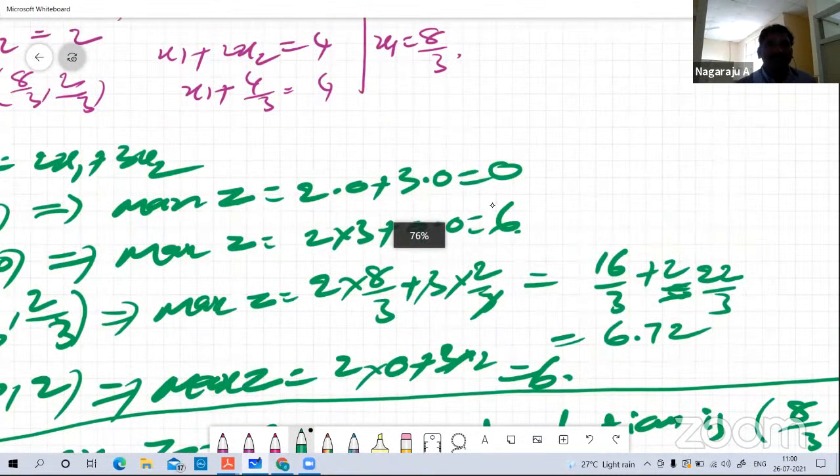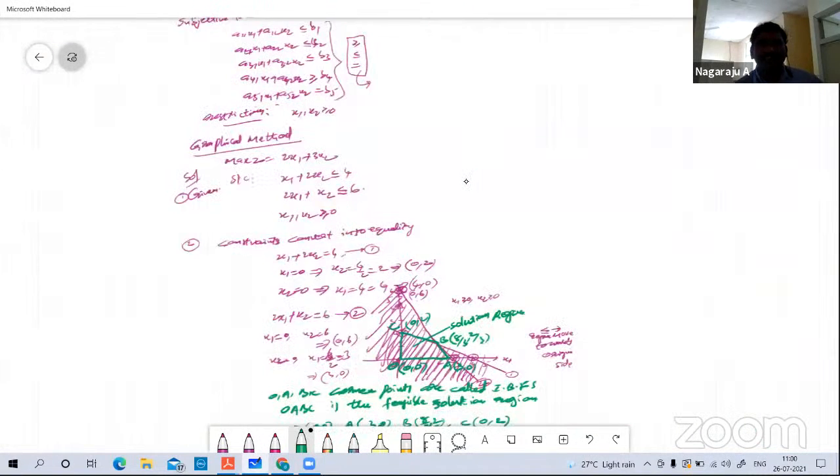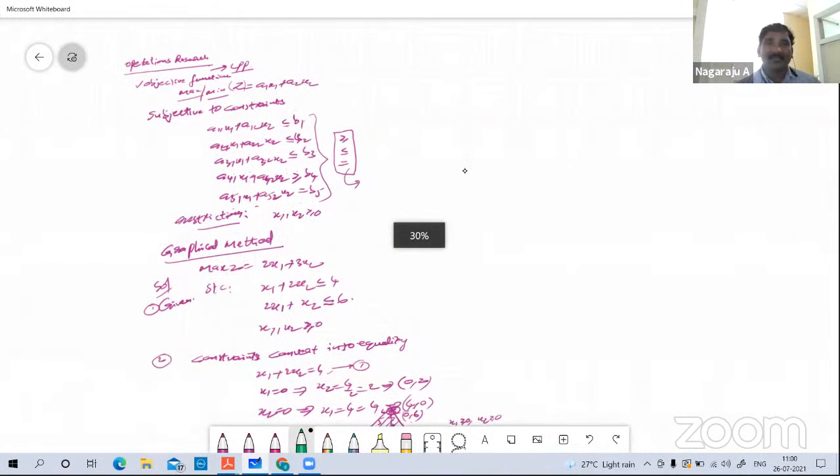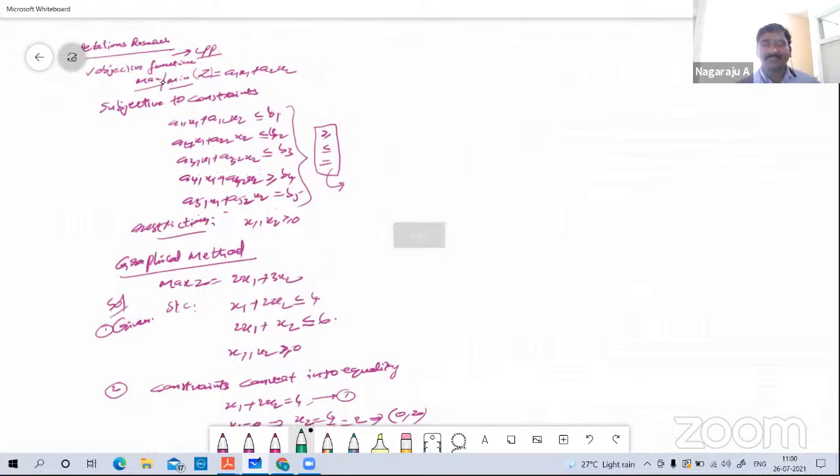Today I discussed operation research. Mainly it is a linear programming problem. A linear programming problem has an objective function, which is a maximization or minimization of Z equal to a1 x1 plus a2 x2, subject to the constraints a11 x1 plus a12 x2 less than or equal to b1.